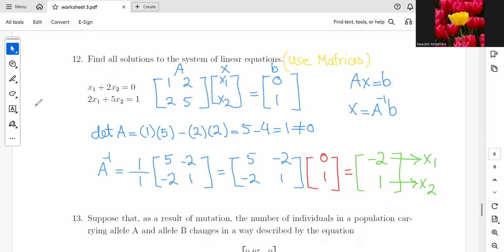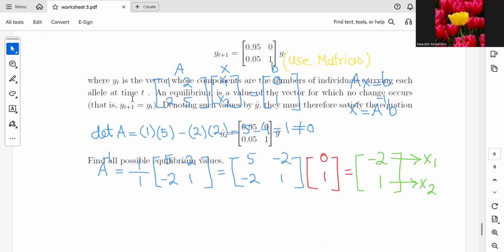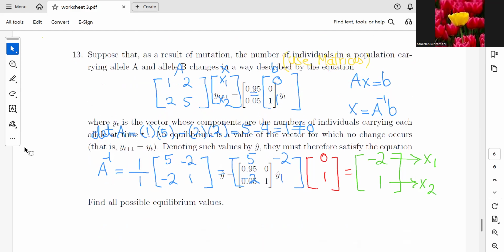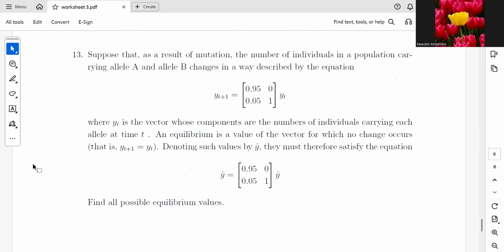Number 13. Okay, pause the video, read the question, and then listen to the answer. Okay, so according to the definition that we had in the lecture, and also we brought that here, an equilibrium is the value of the vector for which no changes occurs.